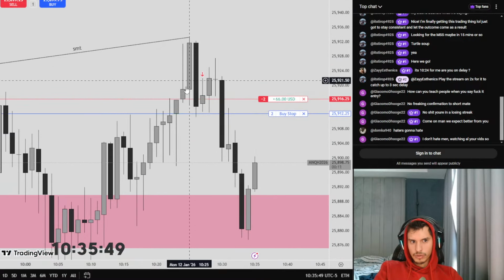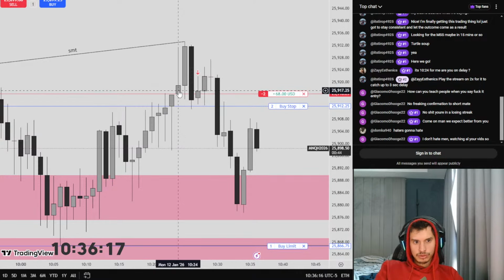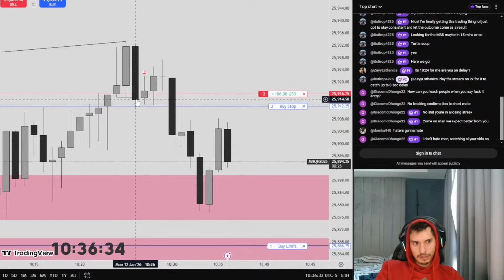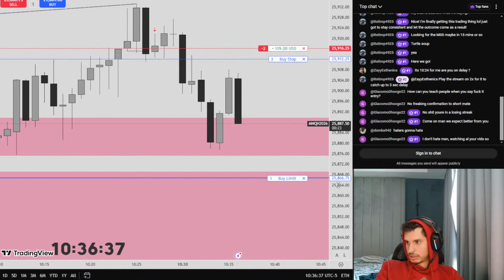Hold up, hold up, hold up. You have a power of 3 in the 1 minute, where the first candle, the second candle, which manipulates the first candle and sweeps liquidity, and the third candle, which distributes and closes below the first candle. That's CRT. I waited for the candle to close and I entered. Stops above the high and just let price displace.